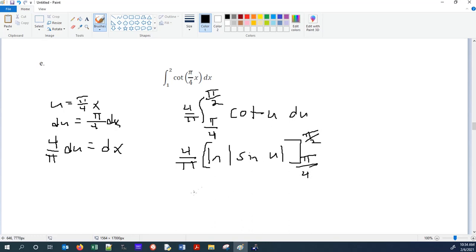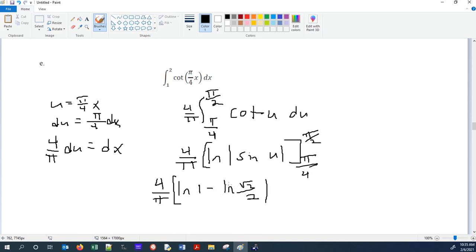The sine of pi over 2 is 1. So this is 4 over pi times the natural log of 1 minus the natural log. The sine of pi over 4 is the square root of 2 over 2. The natural log of 1 is just 0.